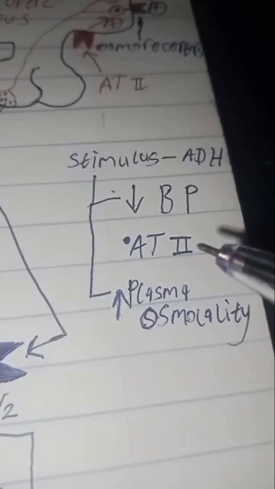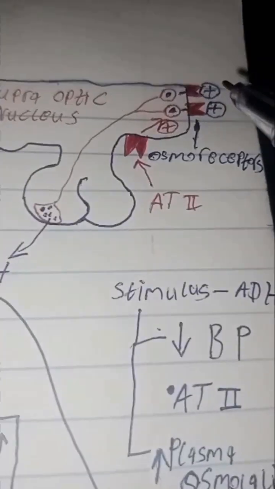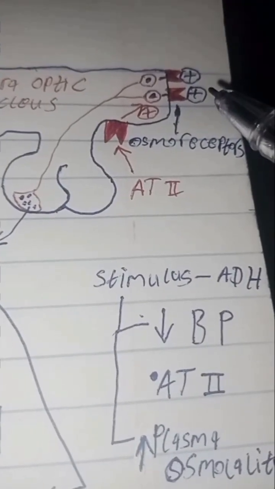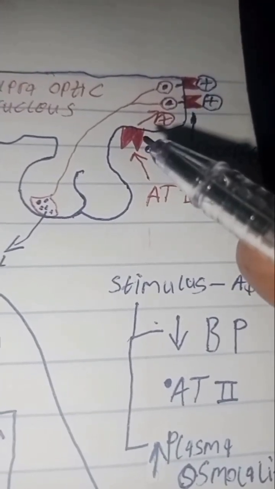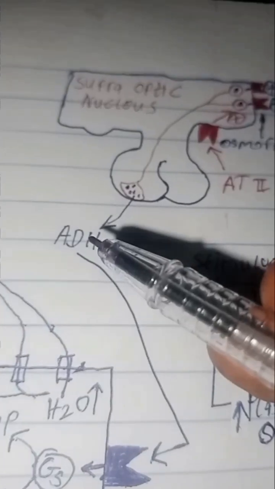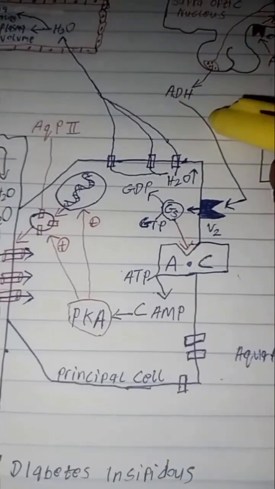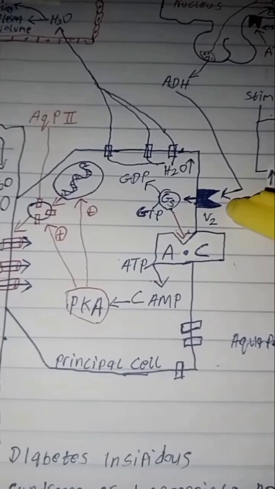Now, for low BP, there's a production of angiotensin 2. So, in the hypothalamus, we have an osmoreceptor and a receptor for angiotensin 2. This causes the secretion of ADH. The ADH comes over to the principal cell and binds to the vasopressin 2 receptor.